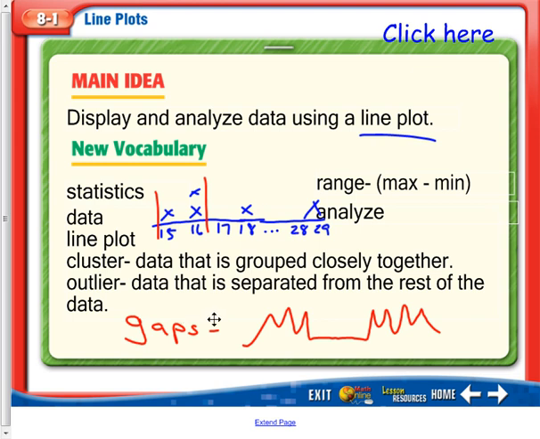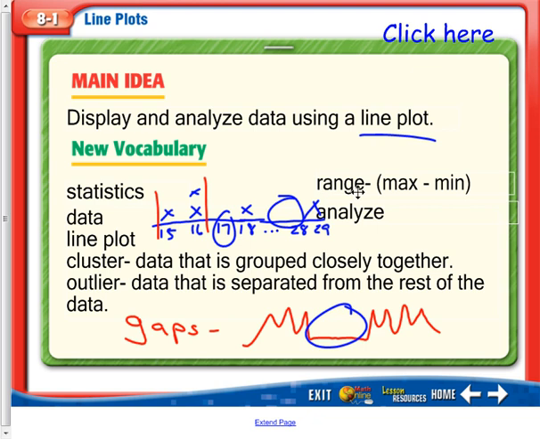A gap. Gaps are when we have gaps in the data. So right now, 17 could be a gap because there's no data there, but we have data to the left and to the right of it. So 17 could be a gap. This part right here would be a pretty big gap.